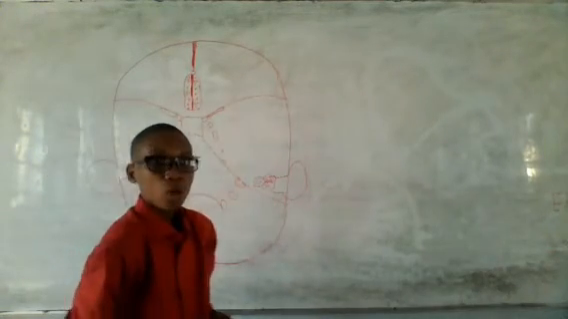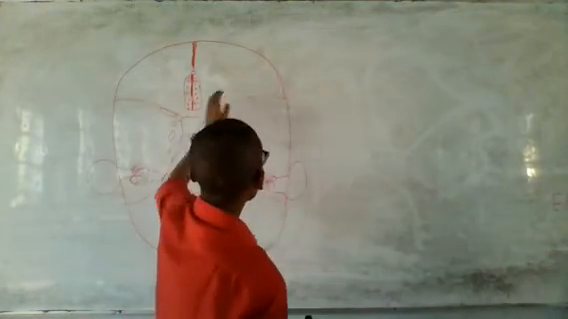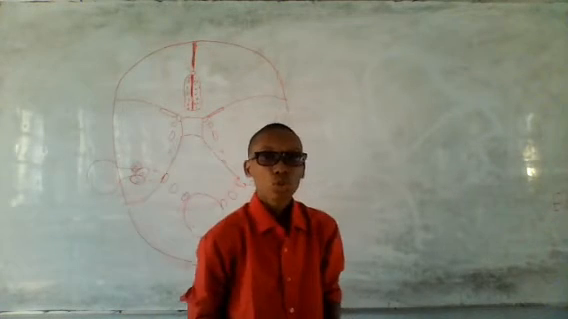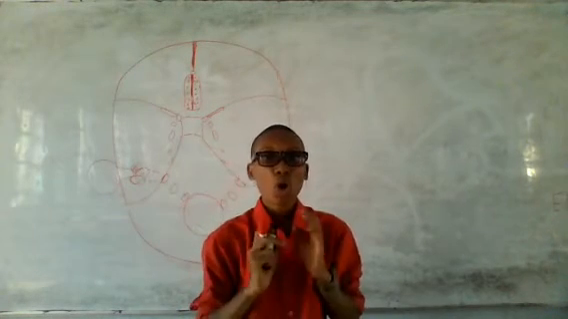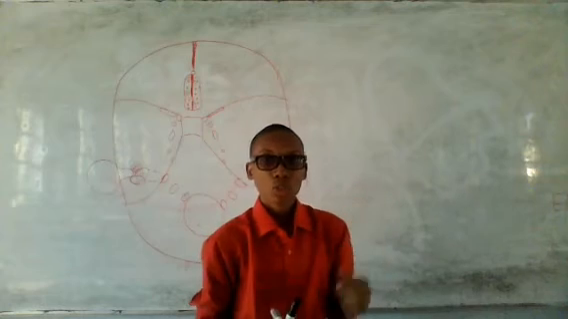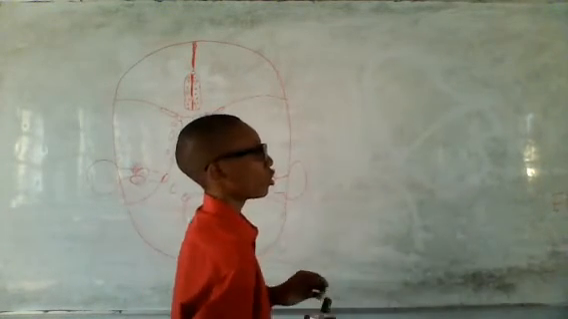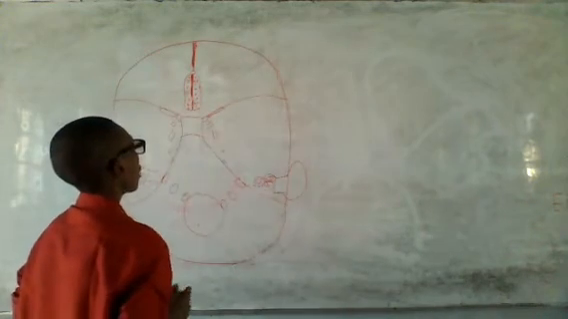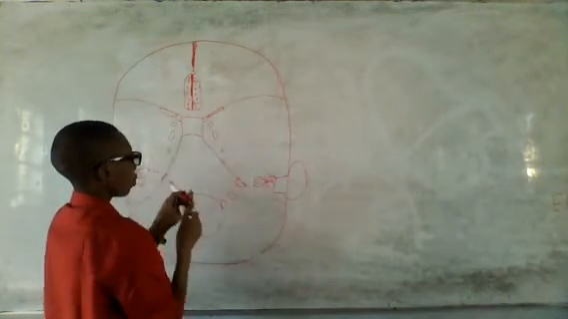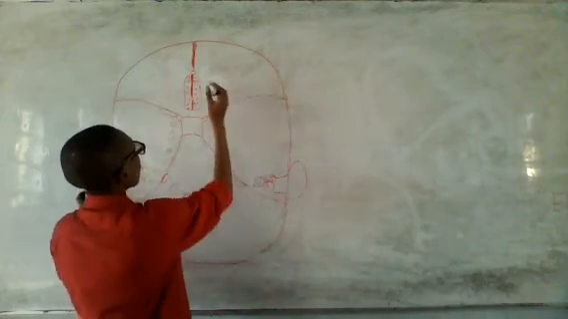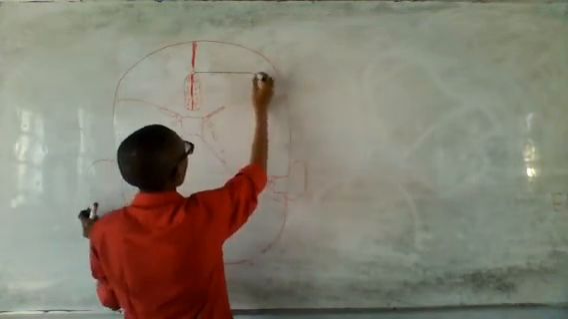So now, what are the structures that pass through each of these canals? Just stay with me for these few minutes and know all the structures that pass through each of the canals, or each of the foramina, each of the foramen. So now let's begin. For this one, let's use red and the black pen.